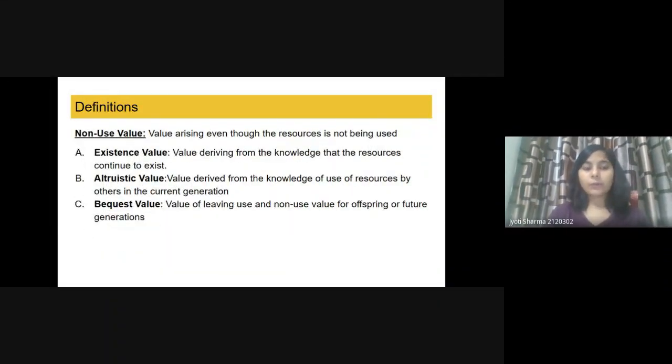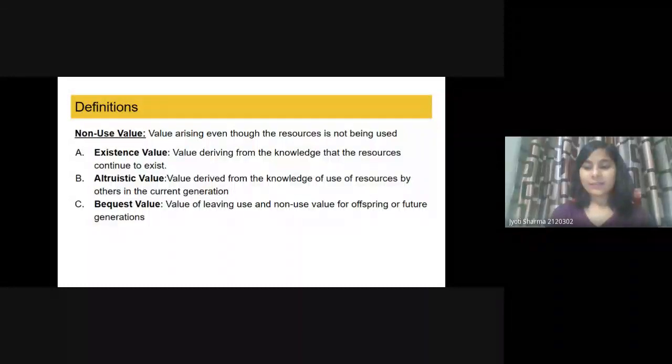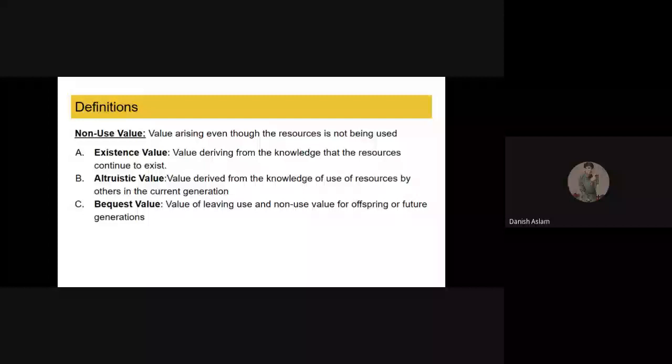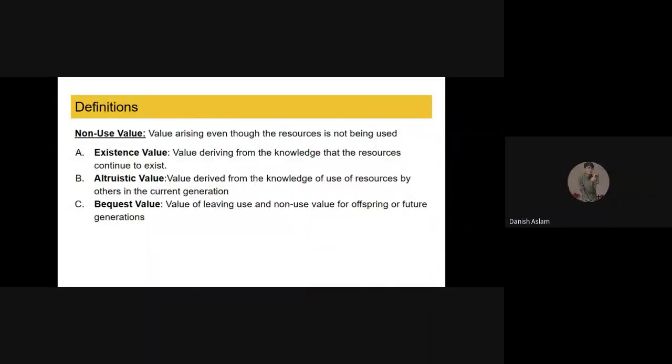Then if we talk about the non-use, then we have the existence, altruistic, and the bequest. So you can read it and tell me what's the difference between these three: existence, altruistic, and bequest. Existence value means, can Danish you guess? Ma'am, existence value is the value we are deriving from the resources which are continuing or existed.